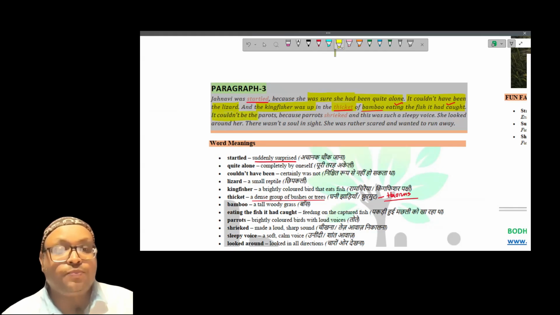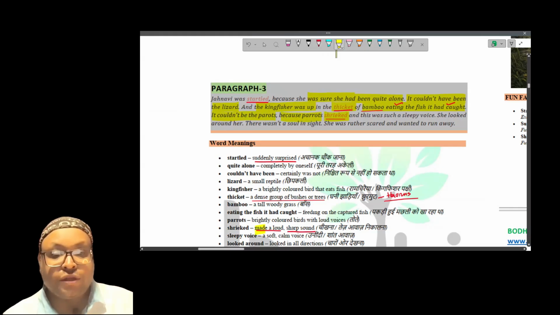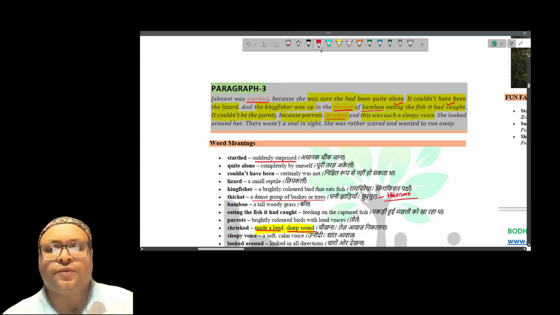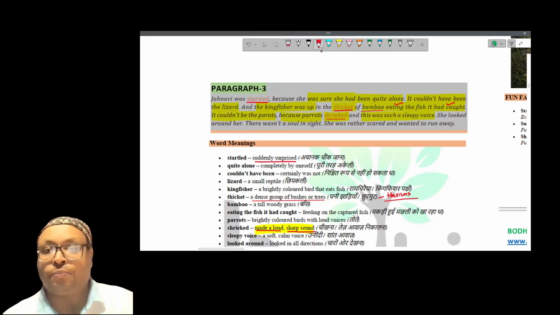It could not be the parrots, because parrots shrieked. Parrots don't talk like humans, right? Parrots shrieked. Look at the meaning of shrieked. Made a loud, sharp sound. This is called shrieking. And this was such a sleepy voice. This was not like the voice that could be of the kingfisher or the parrots or the lizard. It was a sleepy voice.